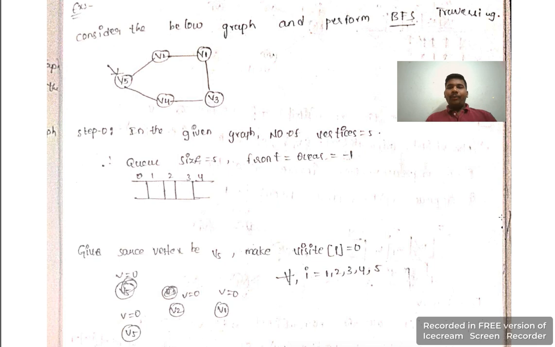Today we are discussing graph traversing techniques. There are two types of graph traversing techniques. One is BFS and another one is DFS. BFS means breadth first search and DFS means depth first search. Today we are discussing breadth first search.